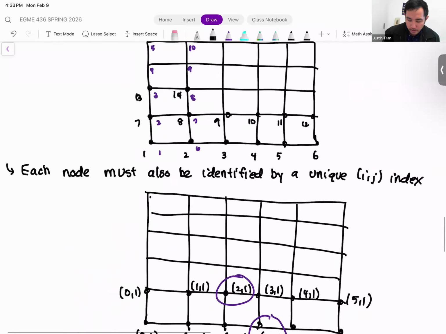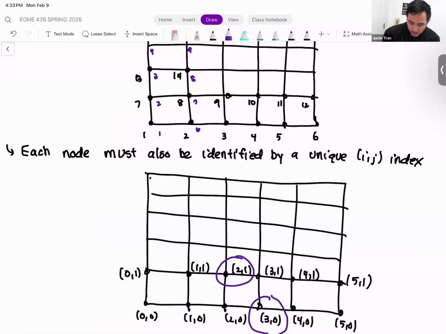So let's just go up and verify here, okay? So let's circle that same node here, which is this one right here. And that node does indeed have ID number 9.